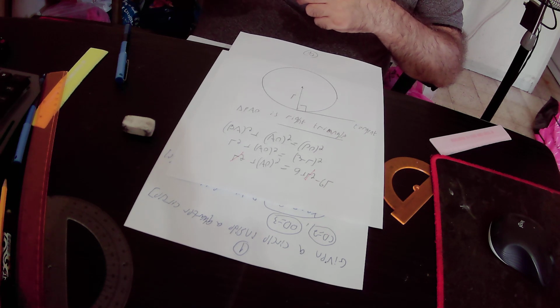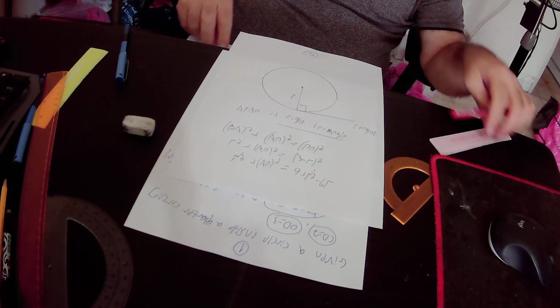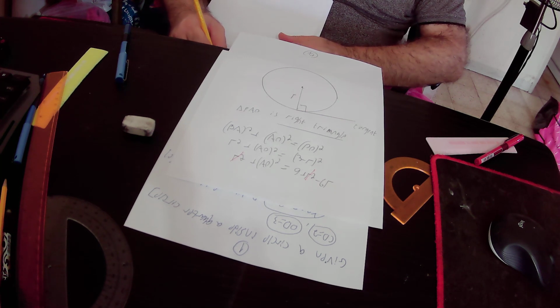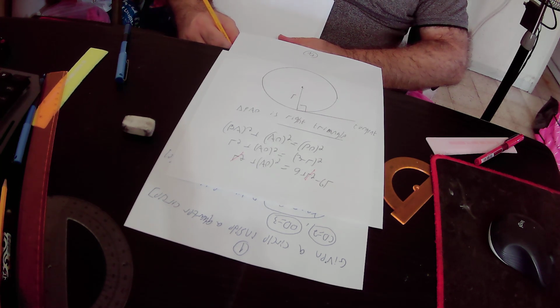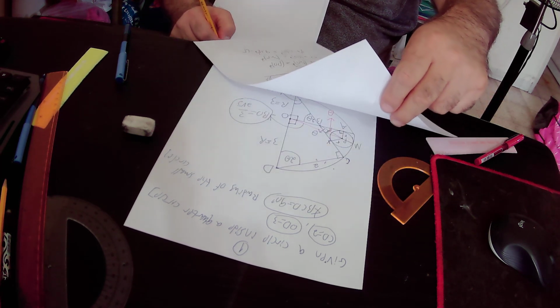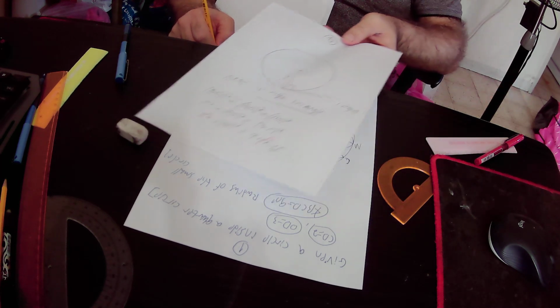And what is left after we cancelled r squared? We are left with AO squared equals 9 minus 6r.